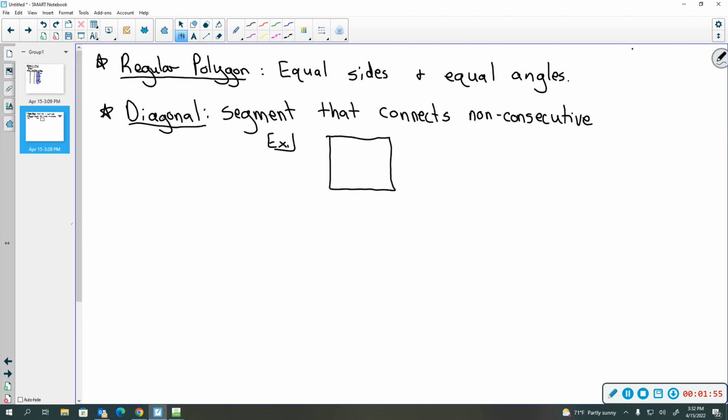Then we have something called a diagonal, and it's a segment that connects non-consecutive vertices. Vertices are corners. So if you need to remember what a vertex is, it's a corner. An example here is if I have this quadrilateral, if I connect it from here down to here, that could be called a diagonal, and then from here to here would be considered a diagonal.